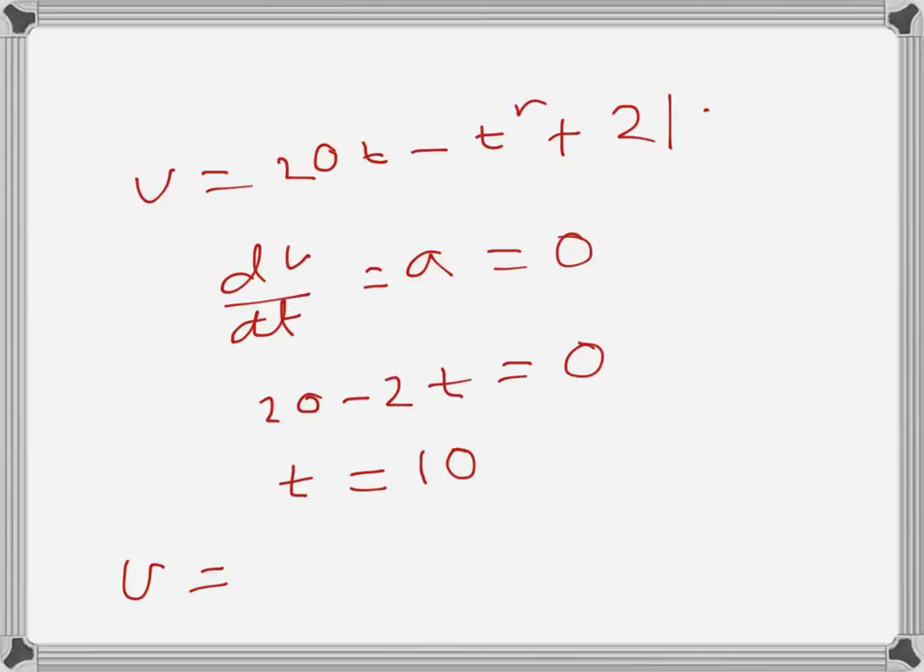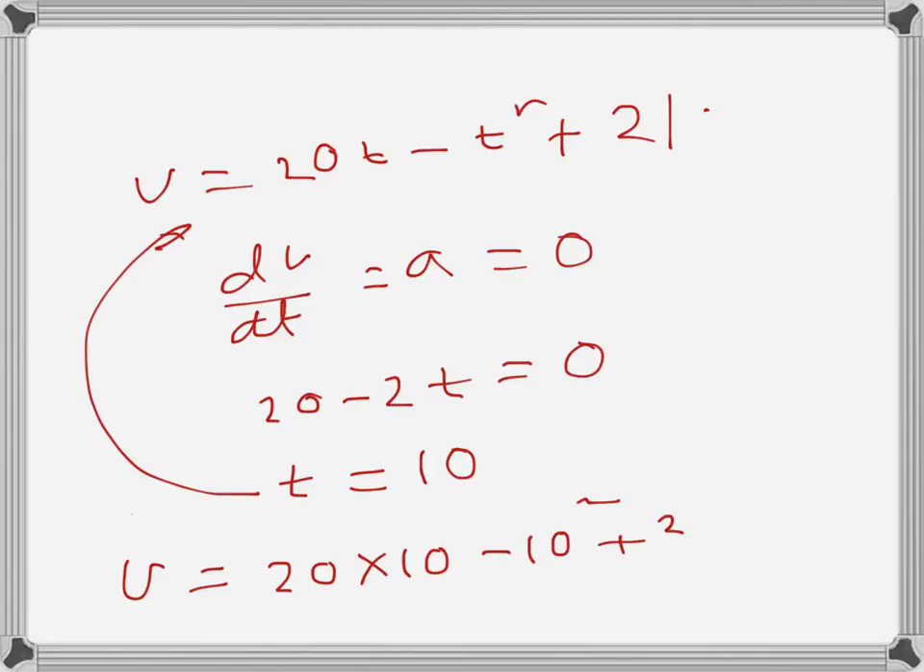So we can plug that value of t into this equation to get the value of velocity when it's maximum. So 20 times 10 minus 10 square plus 21 gives us 121 meter per second. So that's the maximum velocity. At t is equal to 10, the velocity becomes maximum, and that's the value of the maximum velocity.